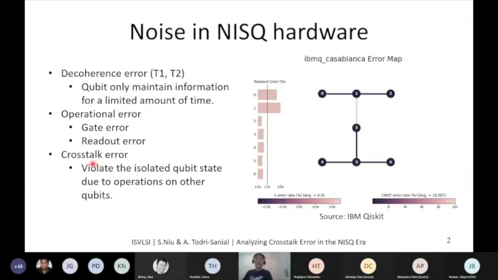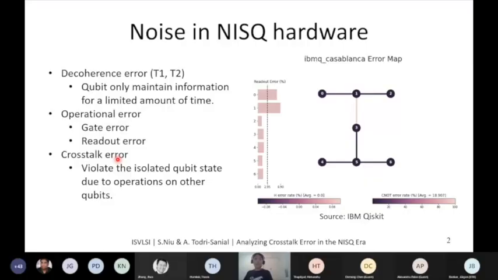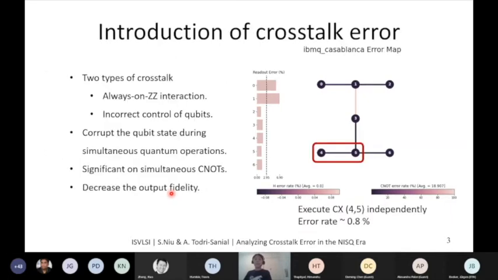The third type of error is crosstalk error. It means when multiple quantum operations are executed simultaneously, the qubit state might be violated due to the operations on other qubits. And in superconducting devices, there are two types of crosstalk. The first one is quantum crosstalk, which is due to the always-on ZZ interaction between the coupled transmon qubits. The second one is the classical crosstalk. It is caused by the incorrect control of qubits.